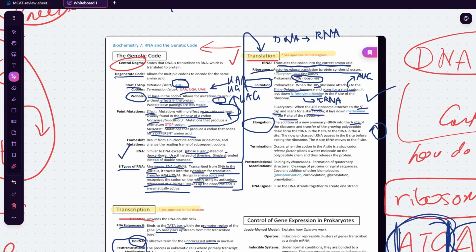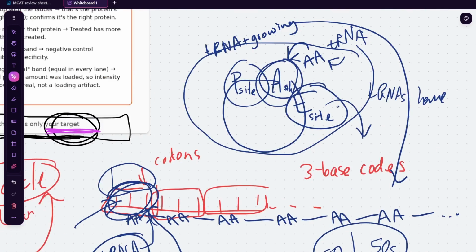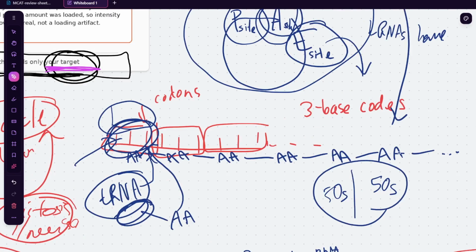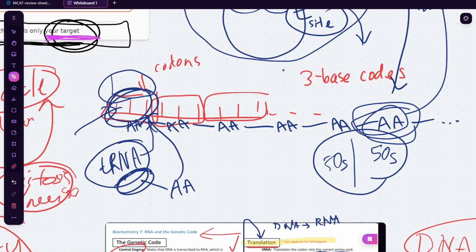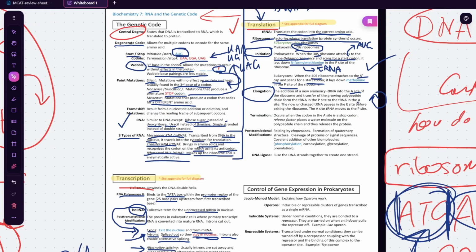Then it ends up doing peptide bond formation. The amino acid in the P site, part of the growing protein chain, bonds to the A site. Remember, this is the growing strand, so this last one here, for instance, is going to bond to the incoming amino acid that was brought by the tRNA in the A site. You can imagine A for arrival.